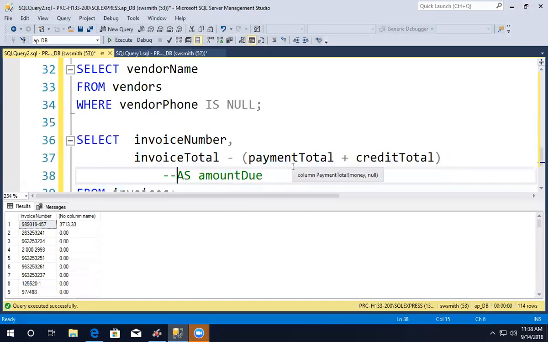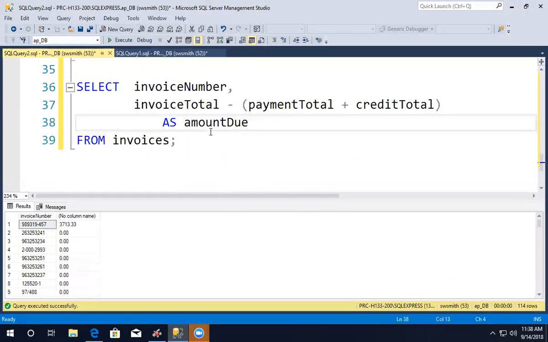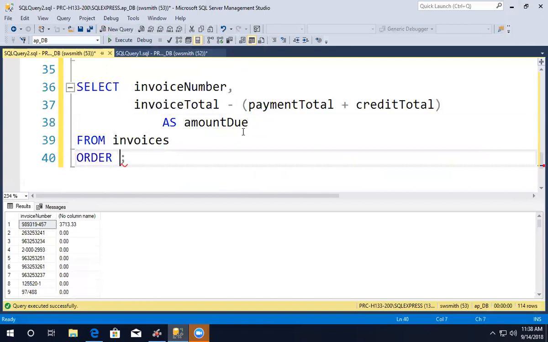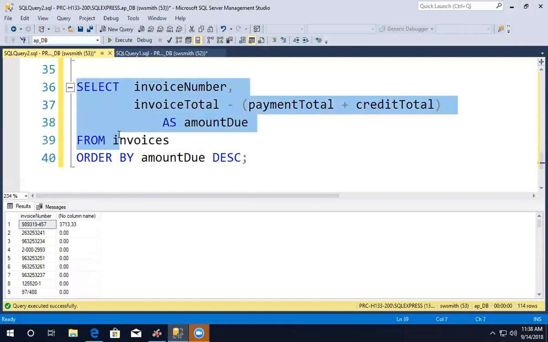As amount due from invoices, order by amount due, or order by amount due descending. So notice I didn't put a where clause in here. Don't have to. So the only two I have to have are select and from. If I don't have a where clause, I just don't have one. It's going to select them all. I'm going to get all the zeros.